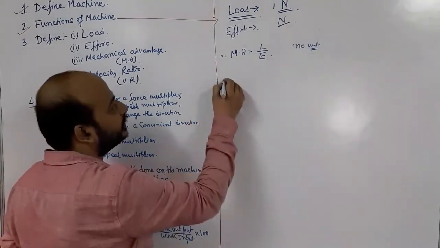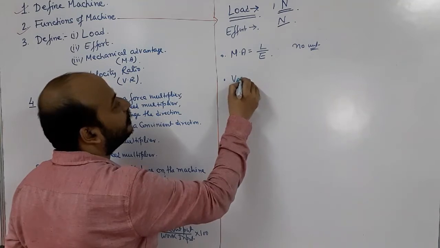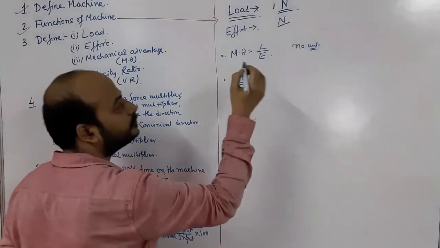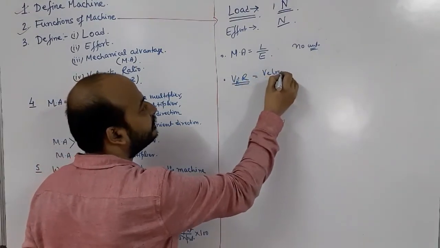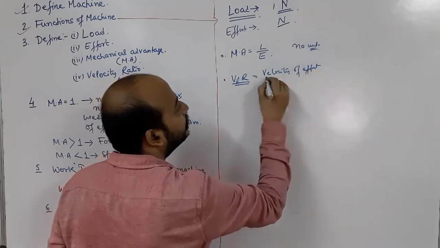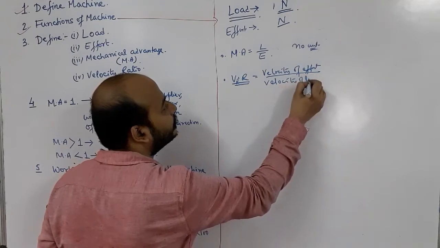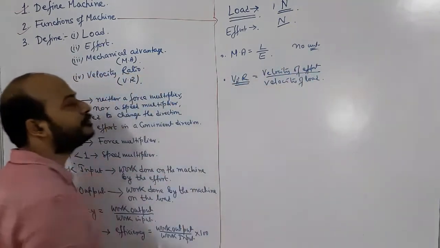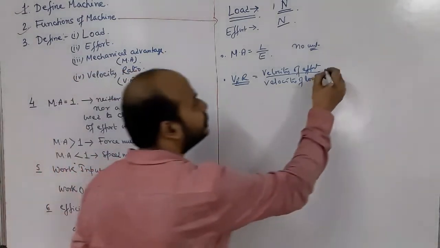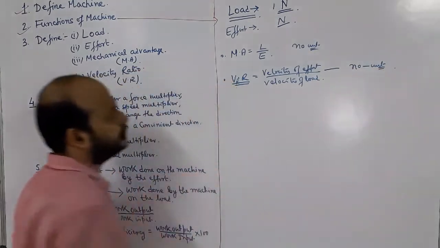Next is velocity ratio. Velocity ratio, generally written as VR, is the ratio of the velocity of effort to the velocity of load. So the velocity of effort to the velocity of load is known as velocity ratio, and naturally, as it is a ratio, it has no unit. So velocity ratio has no unit.